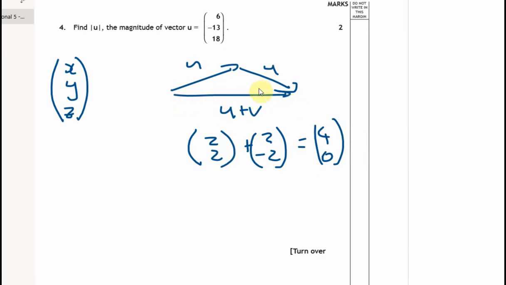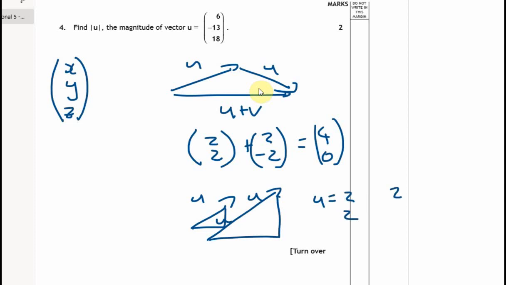If you're multiplying them, so say I want to get 2u, so say there's my u, 2u is just u and u, yeah? So if u is going along 2 and up 2, then 2u is going along 4 and up 4. Okay, so u, 2 and 2, 2u would be 4 and 4. You just multiply this number and this number. Okay, so the vector is twice as big. It was going along 2 and up 2, now it's going along 4 and up 4. Simple.